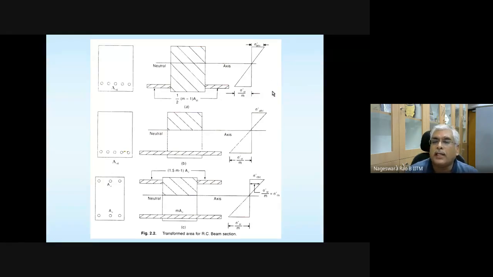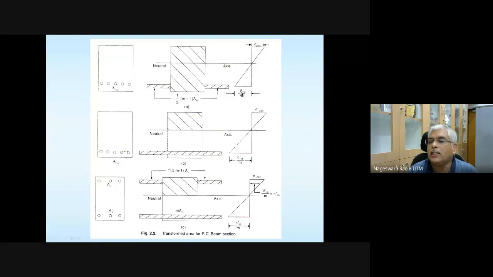So at the level of steel, in the concrete surrounding the steel, please note that we are assuming perfect bond between steel and concrete. Only under that condition is the strain distribution going to be linear. So this value of stress shown here is the stress in the concrete surrounding the steel at the level of the steel. What is the stress? F2 is equal to M times F1, and F1 is equal to F2 divided by M.